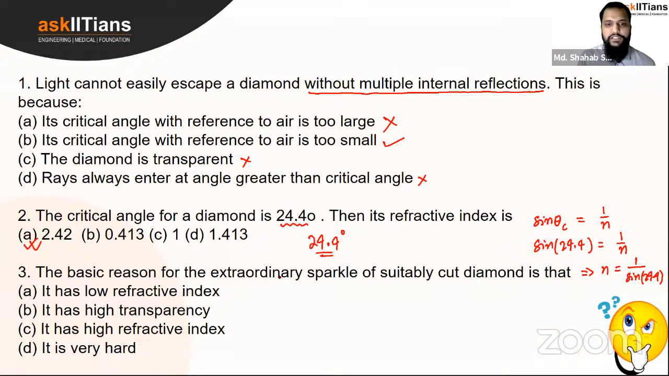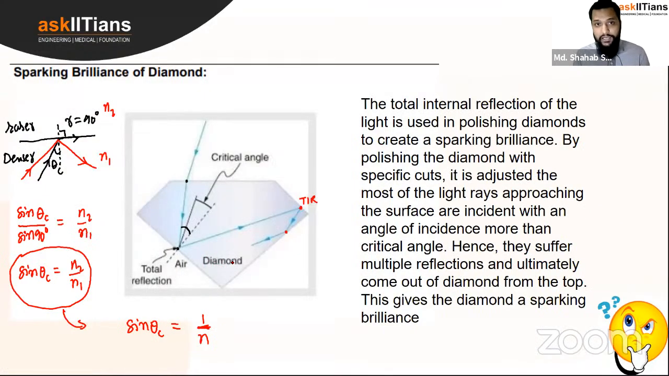The basic reason for the extraordinary sparkle of a suitably cut diamond. See, if you cut the diamond like a glass slab, do you think that light will remain in the slab made of diamond for a longer time? Not possible. See, the value of diamond is because of its refractive index and because of its cutting process. You have to cut in such a way that if light gets totally internally reflected from here, then it hits another surface, and at that surface the angle of incidence should be greater than the critical angle. So cutting is a technical thing, right?